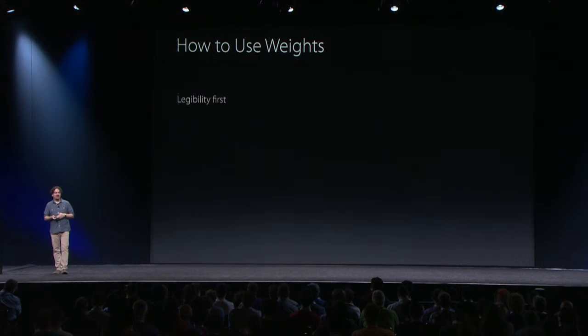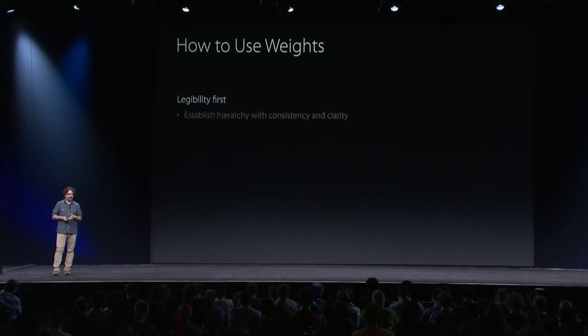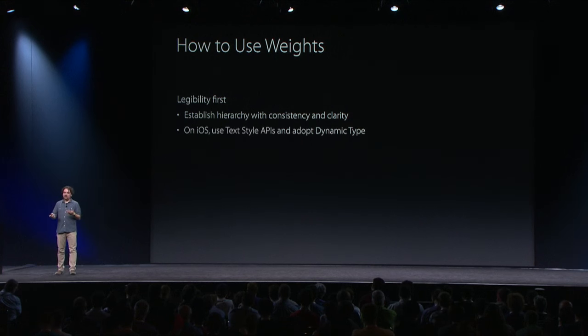However, remember that fonts are there to serve the text, and so legibility is our first concern. You want to establish a hierarchy with consistency and clarity. If you don't feel comfortable doing that, iOS already has a system that you can adopt that has a hierarchy embedded within it of sizes and weights that go along together. These are the text styles APIs that are used for dynamic type, which also give you all the dynamic type advantages, such as users can go in their preferences, change their font size, and your app will react accordingly.